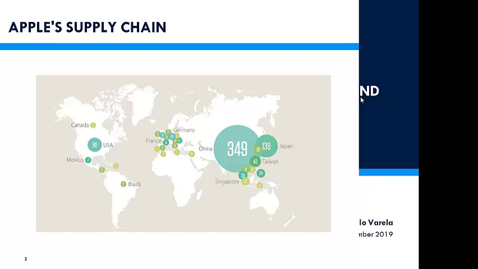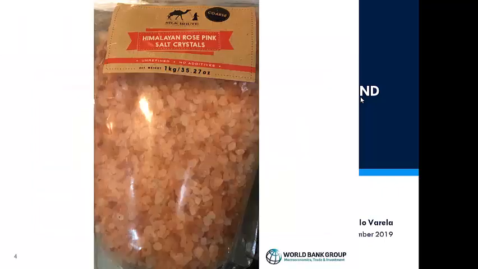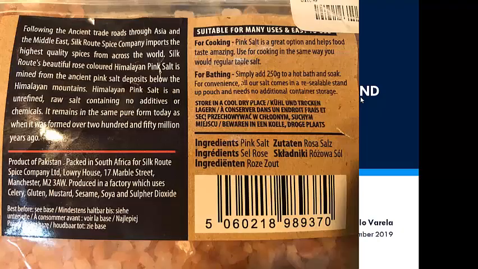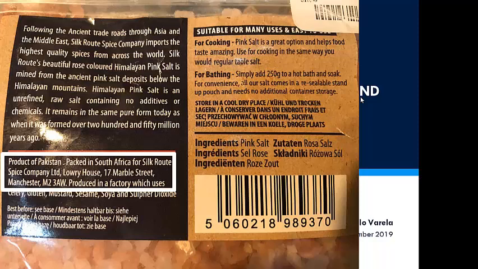However, it doesn't need to be so sophisticated. Here is something I came across not long ago: a package of salt. I was barbecuing, putting some salt on my meat, and I realized that this Himalayan salt was an example of a global value chain. The package says it's a product of Pakistan, packed in South Africa, and marketed by a UK company based in Manchester. So you have three countries involved in the production and marketing of salt. You don't need so much sophistication. Global value chains can happen in hyper-sophisticated products like an iPhone, and in simple food products like salt.